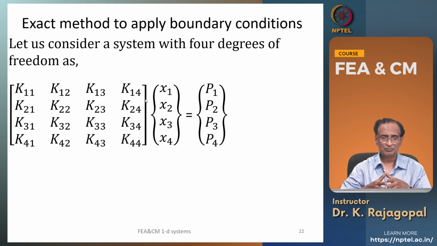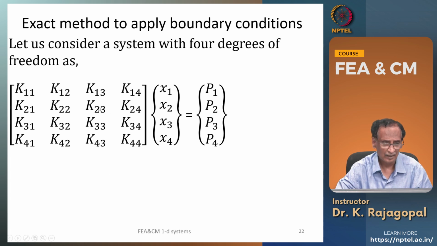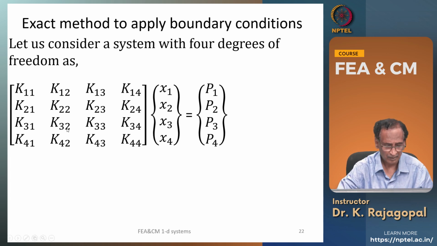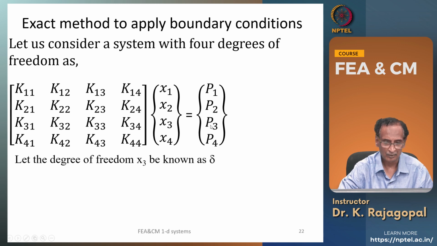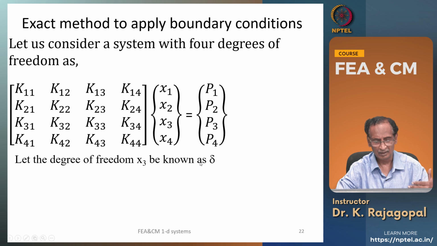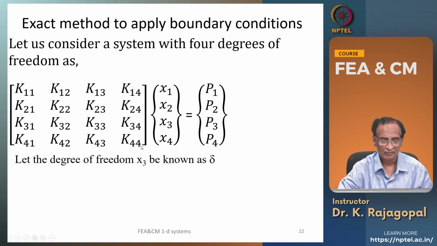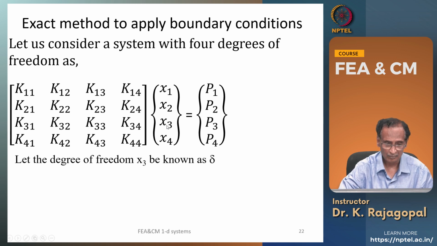Let's look at the exact method first, and let's say that we have a system of 4 simultaneous equations with 4 unknowns x1, x2, x3, x4, and then the applied forces are P1, P2, P3, P4. And let's say that one of these degrees of freedom x3 is known to us, or it's constrained to be delta. And after solving, our x3 should be equal to delta.